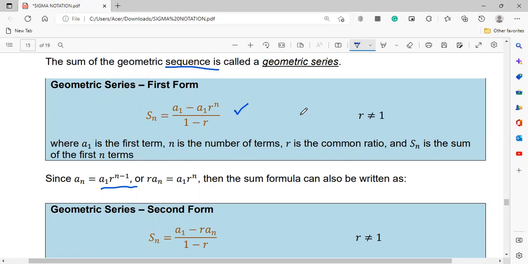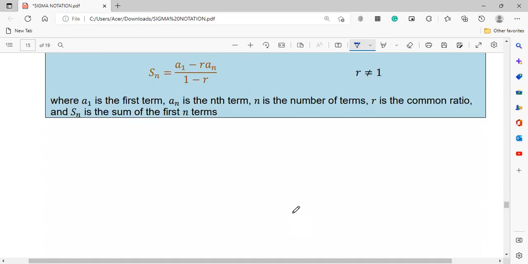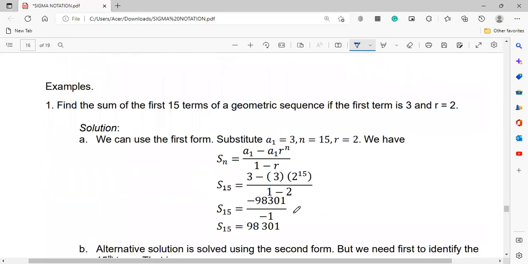Okay, and if a sub n is equal to a sub 1 times r raised to n, then the sum formula can be written as (a sub 1 minus r times a sub n) over (1 minus r). Okay, so let's try. Find the sum of the first 15 terms of the geometric sequence if the first term is 3 and the common ratio is 2.